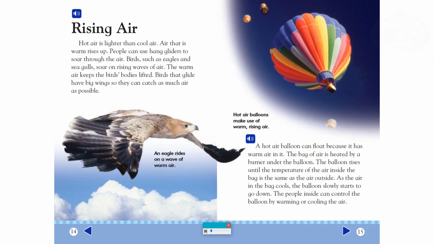A hot air balloon can float because it has warm air in it. The bag of air is heated by a burner under the balloon. The balloon rises until the temperature of the air inside the bag is the same as the air outside. As the air in the bag cools, the balloon slowly starts to go down. The people inside can control the balloon by warming or cooling the air.